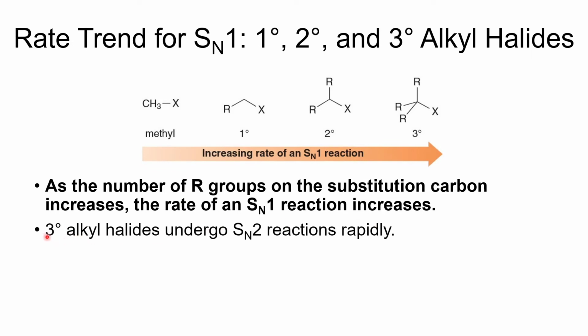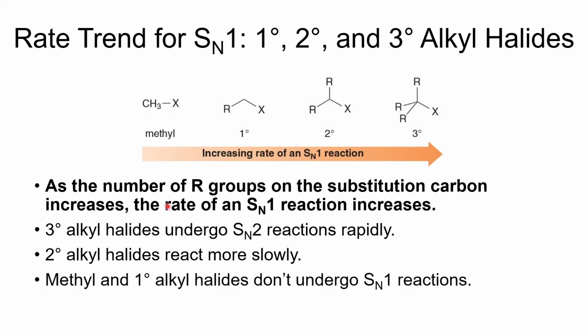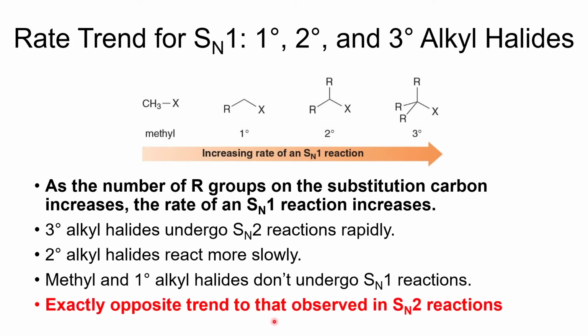So we'll find that tertiary alkyl halides undergo SN1 reactions quite rapidly. So it's a very fast SN1 reaction. Secondary alkyl halides react much more slowly. So we'll get a substantially slower reaction for the SN1 on a secondary alkyl halide. Primary and methyl alkyl halides go so slow as to not really undergo SN1 reactions. And so, again, this is exactly the opposite trend that we had for the SN2 reactions.